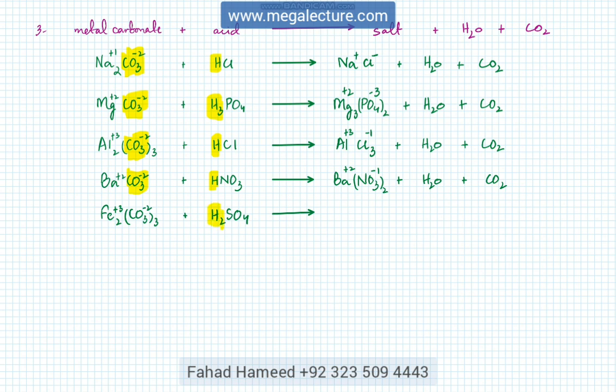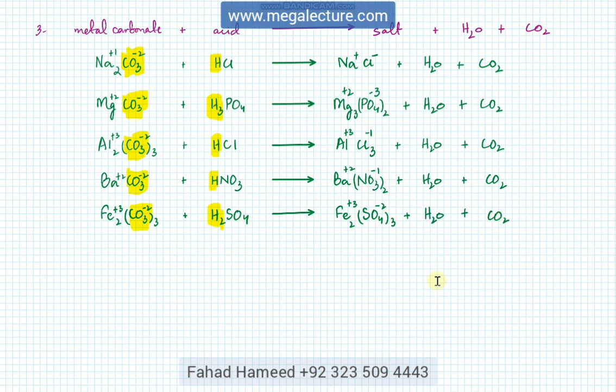And again, the H and the carbonate in the other compound, they would react, and they would form water, and they would form carbon dioxide. And what's left is your salt. So iron and sulfate ions are left. So iron is plus 3, and sulfate is SO4, and it's minus 2. So the formula is going to be Fe2(SO4)3. And that's going to be the formula of my salt.